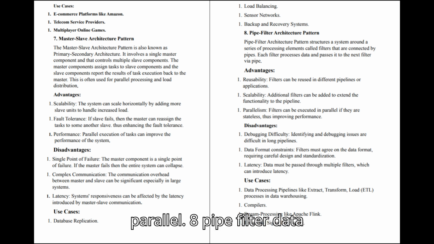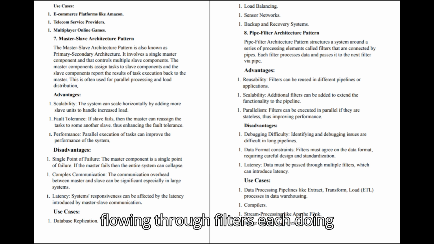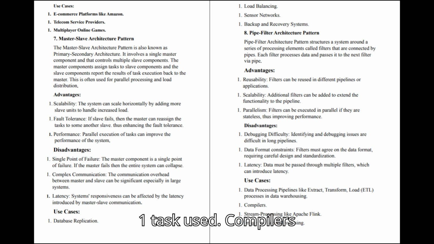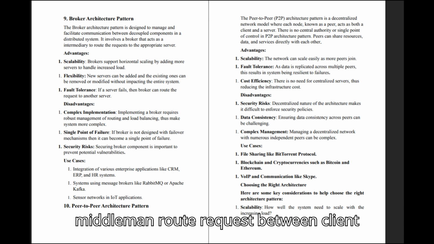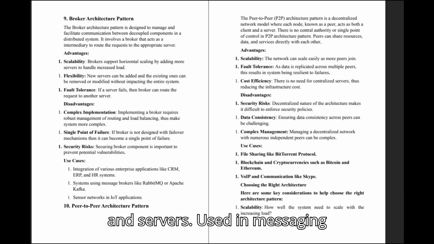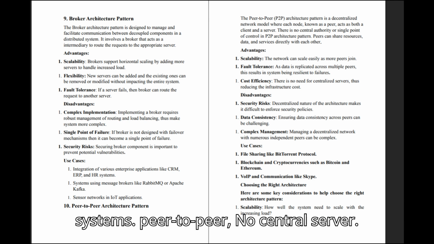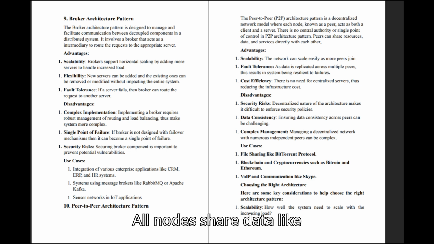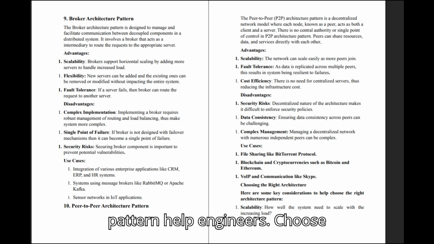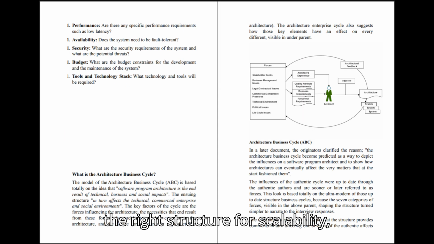Eighth, pipe filter. Data flows through filters, each doing one task, used in compilers and data pipelines. Ninth, broker. A middleman routes requests between clients and servers, used in messaging systems. Tenth, peer to peer. No central server, all nodes share data like blockchain or torrents. These patterns help engineers choose the right structure for scalability, speed, and maintainability.